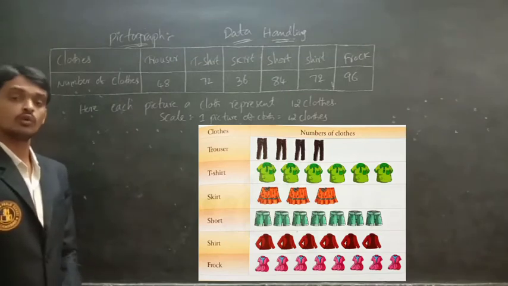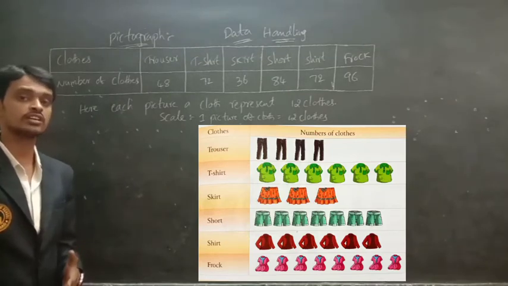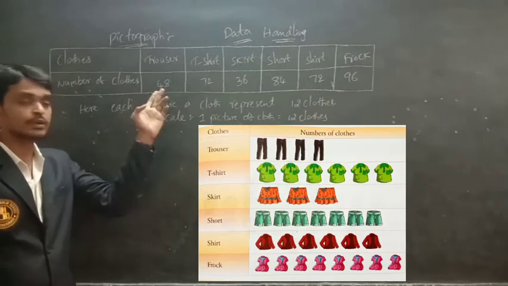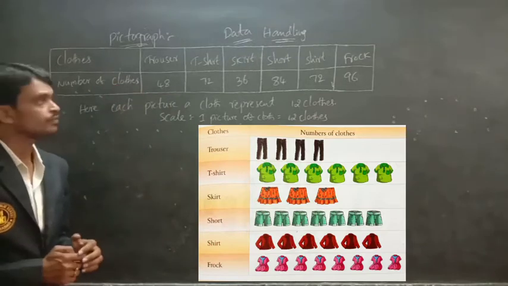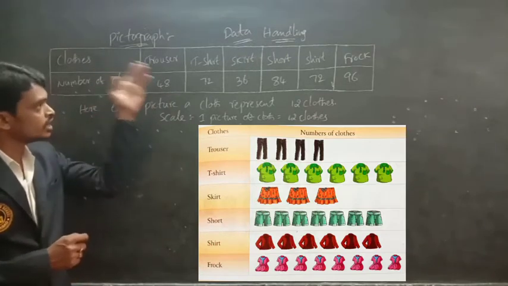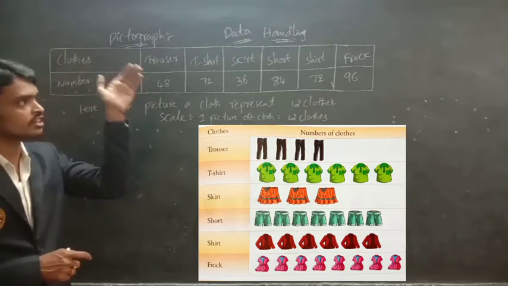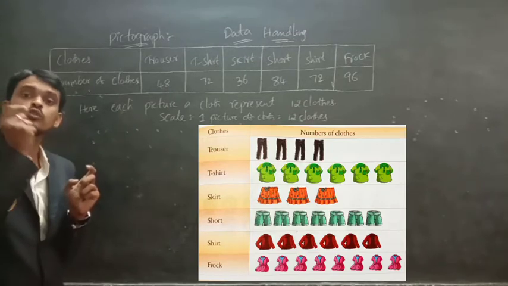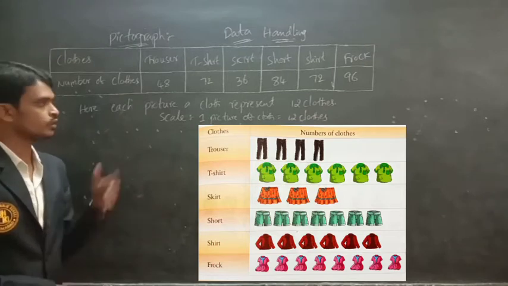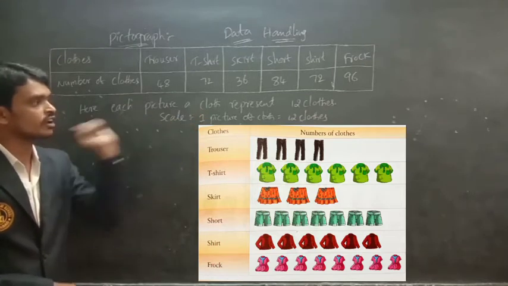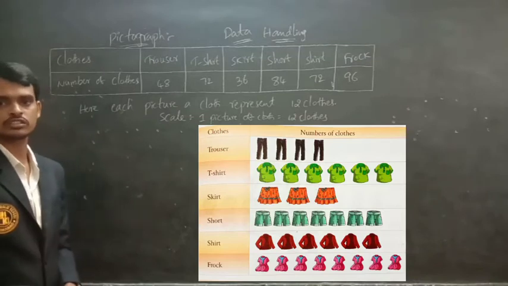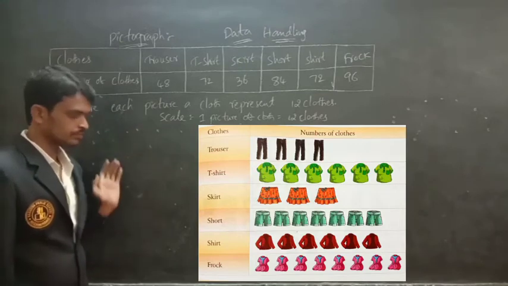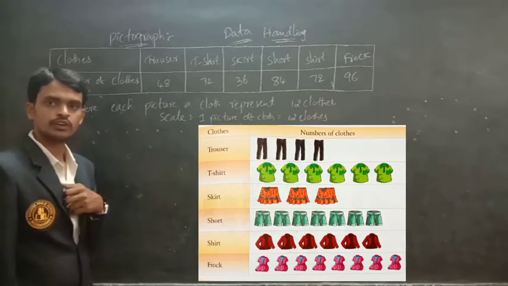In this situation, what will we do? Yes, we will select a scale. Here, each picture of a cloth represents 12 cloths. So each trouser, t-shirt, skirt, short, shirt, and frock picture will represent 12 cloths. We will take this as the scale: one picture of cloth is equal to 12 cloths. Now, look at the cloths and then the number of cloths.